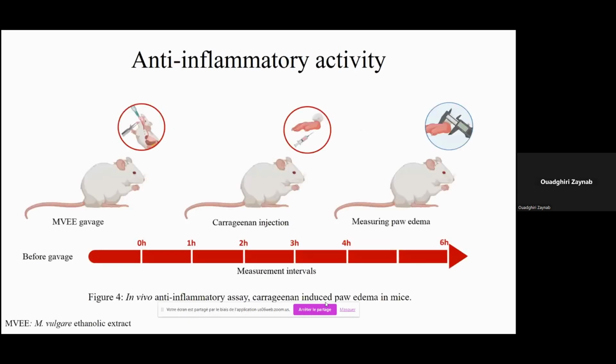The in vivo anti-inflammatory activity, which was compared to the anti-inflammatory drug salicylic acid, was evaluated through the carrageenan injection-induced paw edema in mice. Firstly, we started with a gavage of Marrubium vulgare ethanolic extract. After 30 minutes, we injected carrageenan in the paw of each mouse and measured the paw edema right after the injection and after 1, 2, 3, 4, and 6 hours.